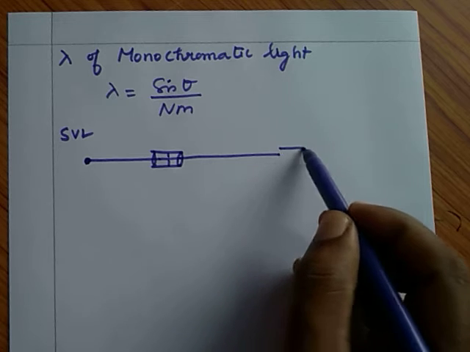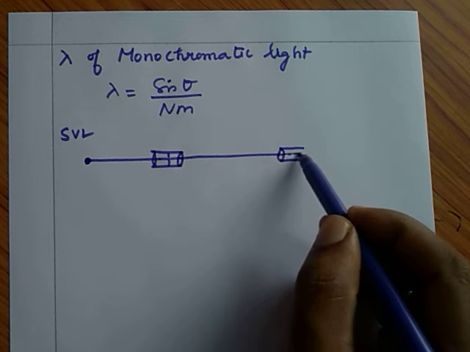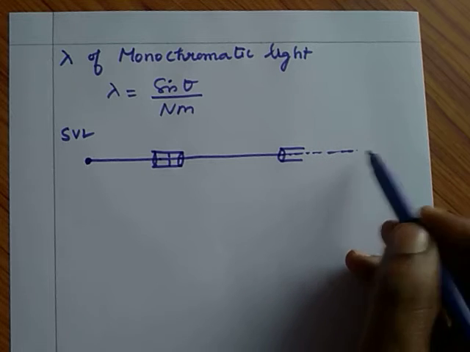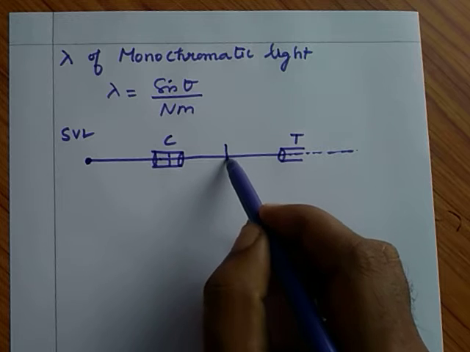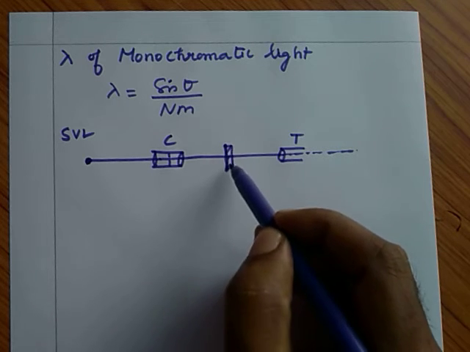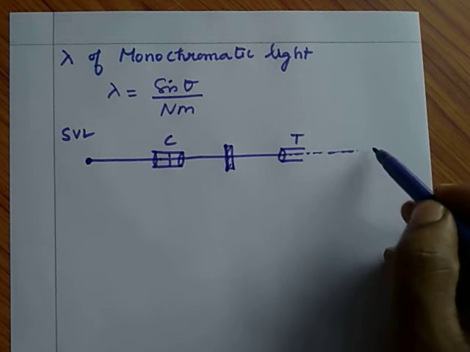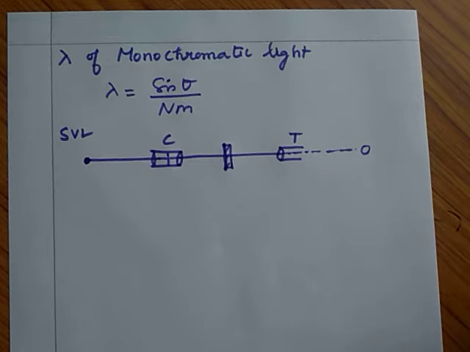At the direct point there will be a telescope. The telescope may enter the direct ray. Between the collimator and telescope there will be a diffraction grating. We know the diffraction grating diffracts the waves. This is the direct ray that is obtained at point O. We already discussed this one.